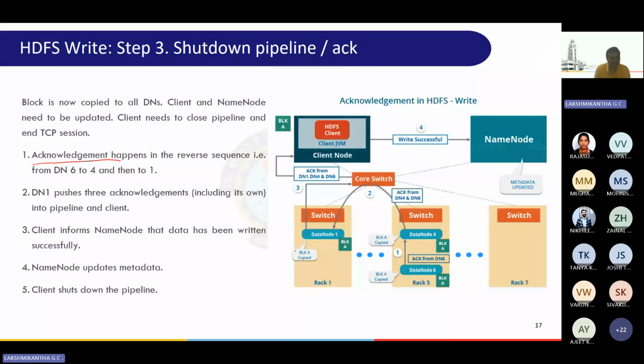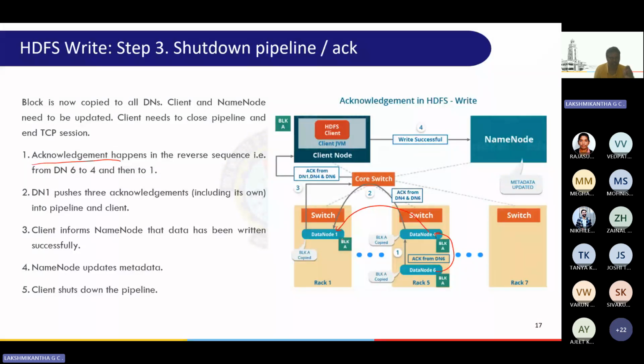First, data node 6 sends acknowledgement back to data node 4. Then data node 4 sends acknowledgement back to data node 1. And finally, data node 1 sends all three acknowledgements, its own, data node 4's and data node 6's, back to the client. Once the client receives this acknowledgement, it knows that the write was successful.